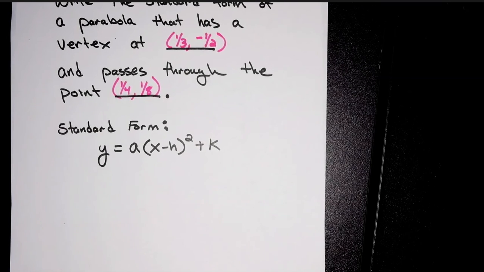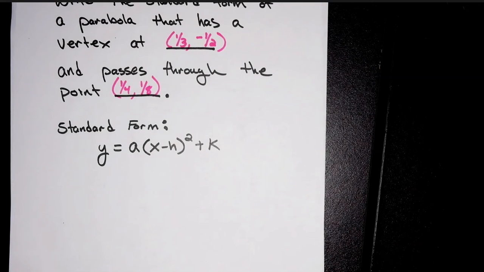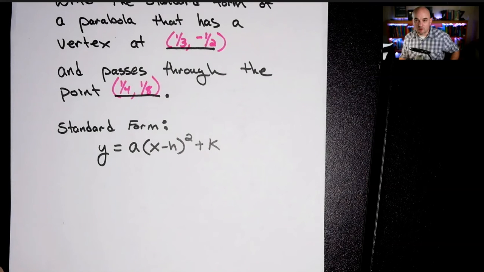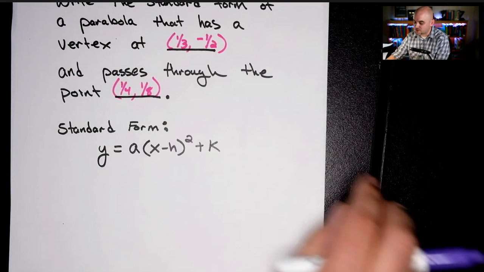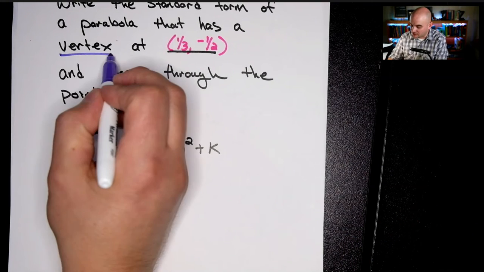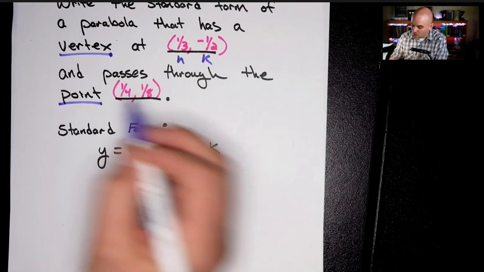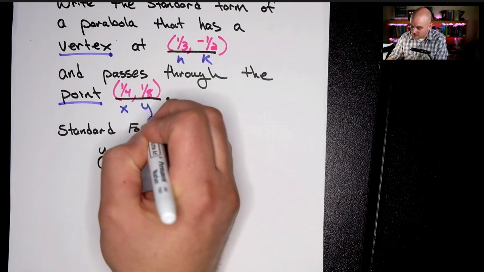Once again, I'm going to label. I think it's so helpful that we label the x, y, and h, k. Otherwise, it's real easy to switch the two. And it does make a difference which one we label x, y, and which one we label h, k, because you can mess up if you don't label it correctly. The vertex gets labeled h, k. The point that's on the parabola gets labeled x, y.